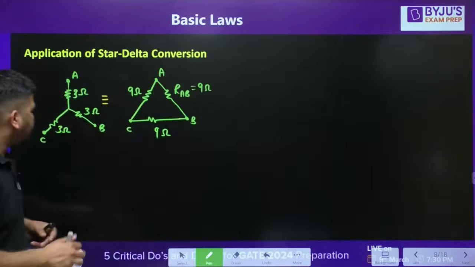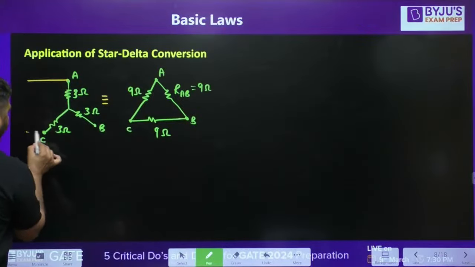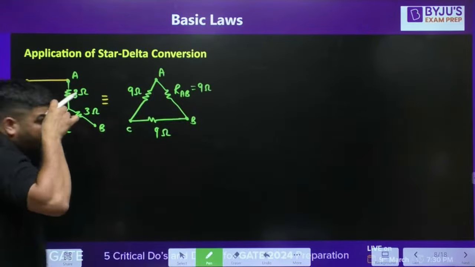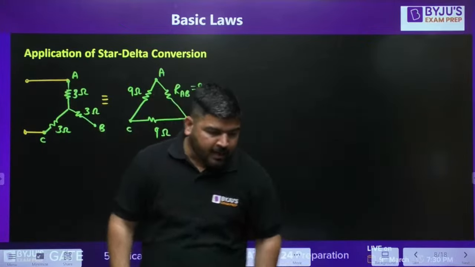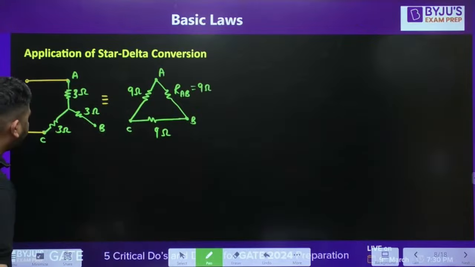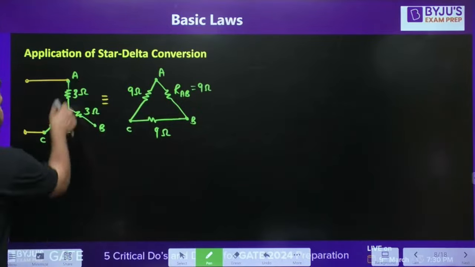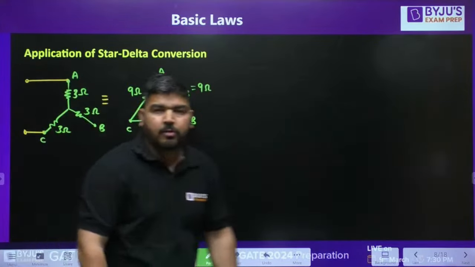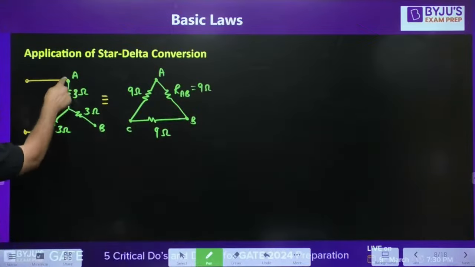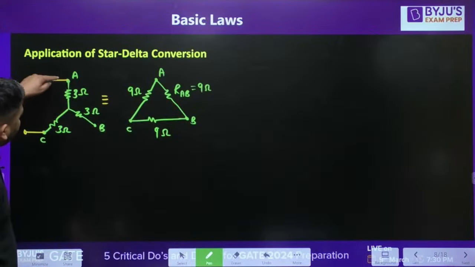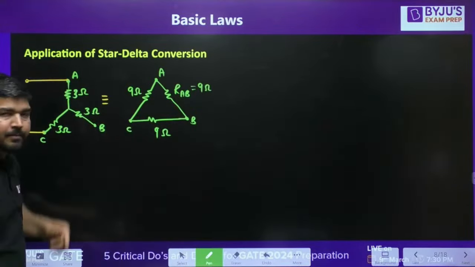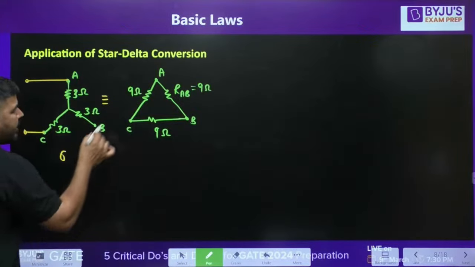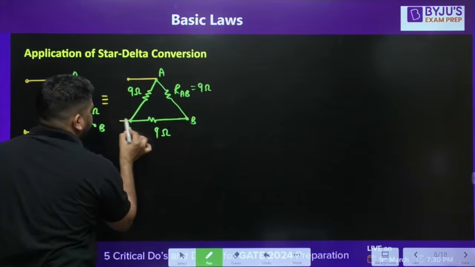Now, if you want to calculate the equivalent resistance between A and C only, by keeping B open, what is the equivalent resistance between A and C on this side? It will be 3 plus 3. This 3 will not be in the equivalent resistance between these 2 points. So between A and C the equivalent resistance has to be 6 ohm, because this is open. This is 6 ohm.